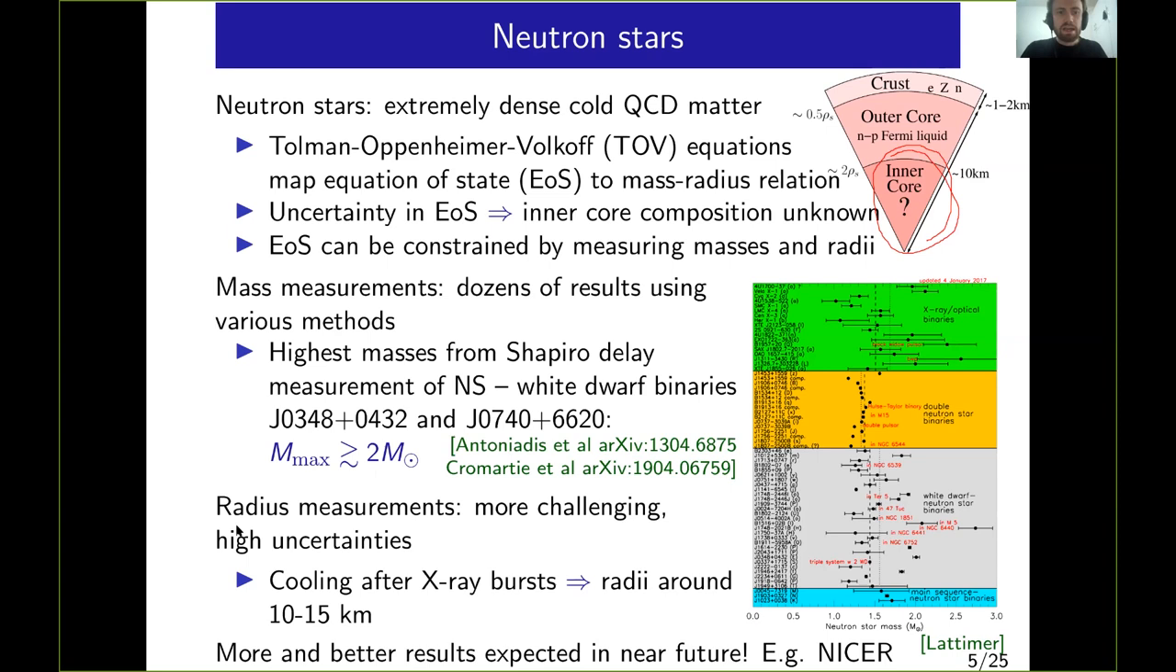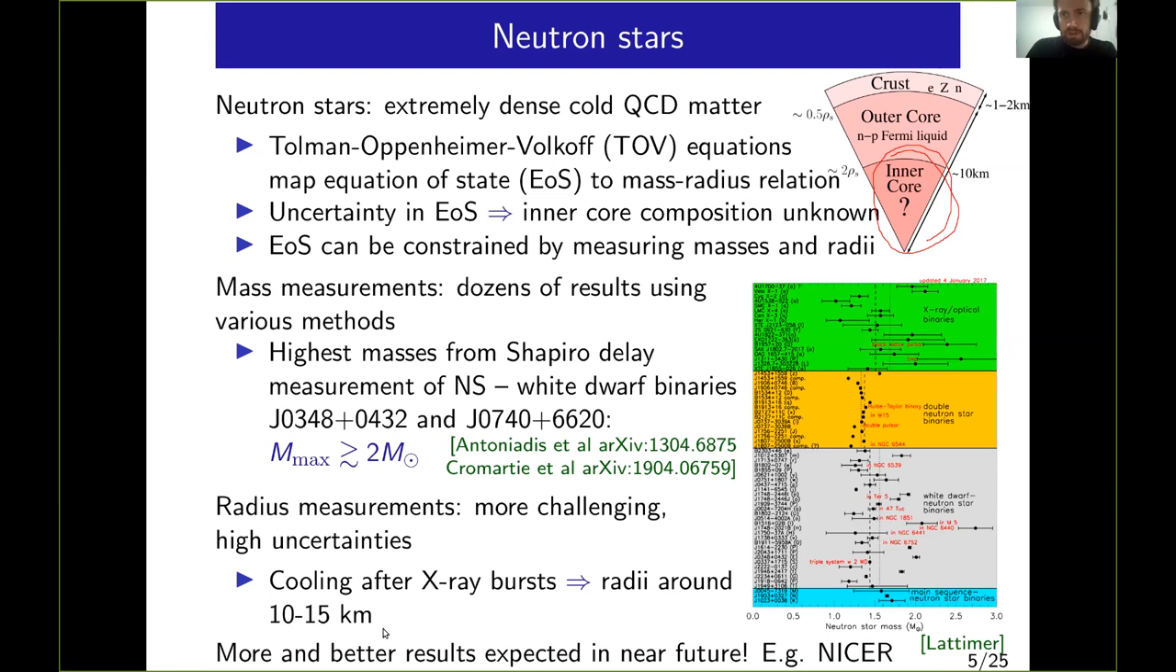The radius measurements are more challenging and have higher uncertainty. Among other things, there are measurements which use the X-ray bursts coming from neutron stars. You have some companion of the neutron star which injects matter into the star, which causes nuclear reactions. And if you model the cooling after these bursts, you can estimate the radius of the star.